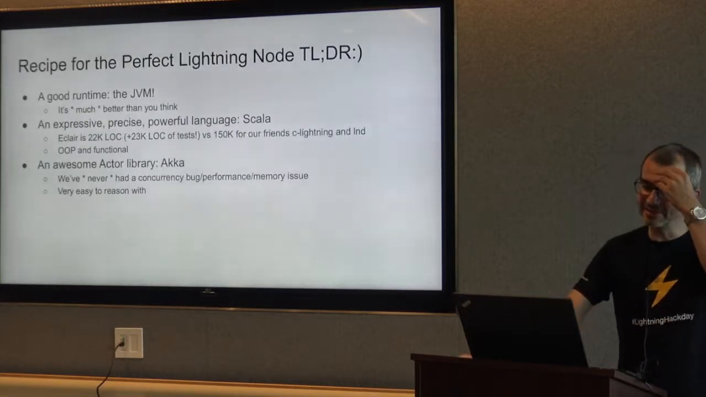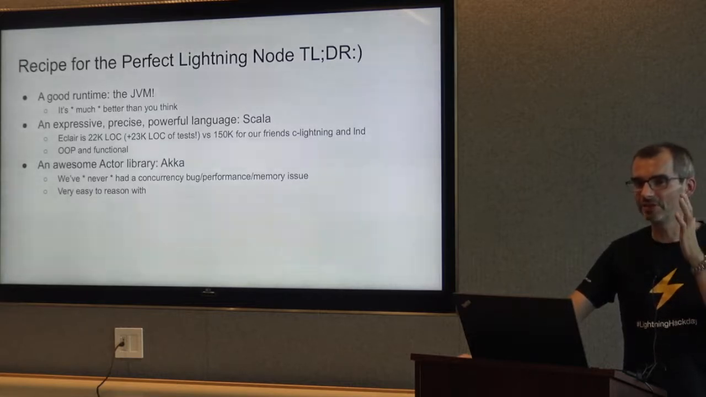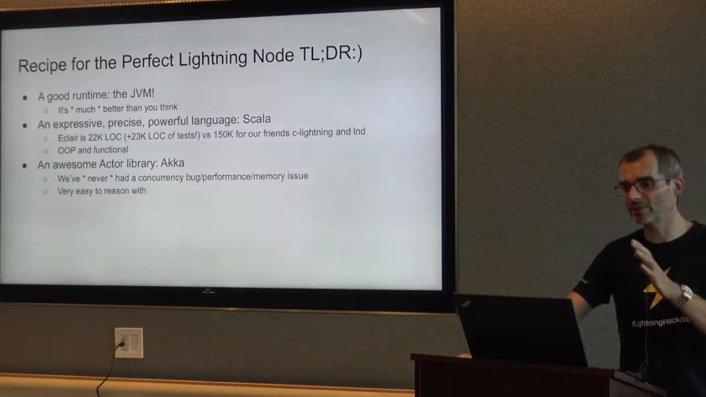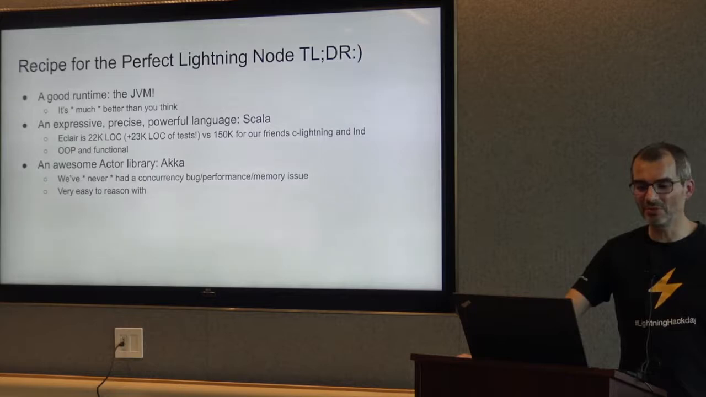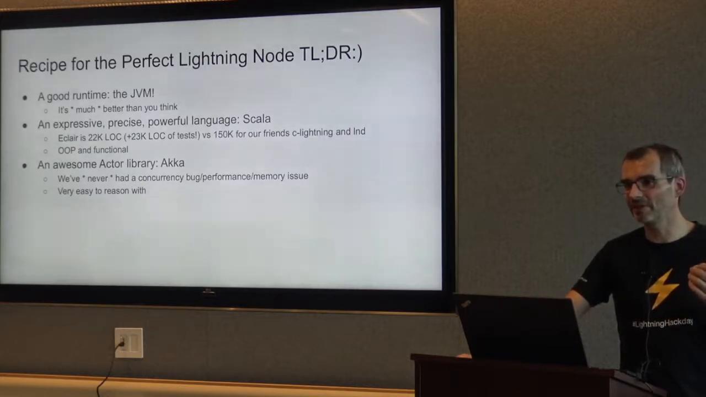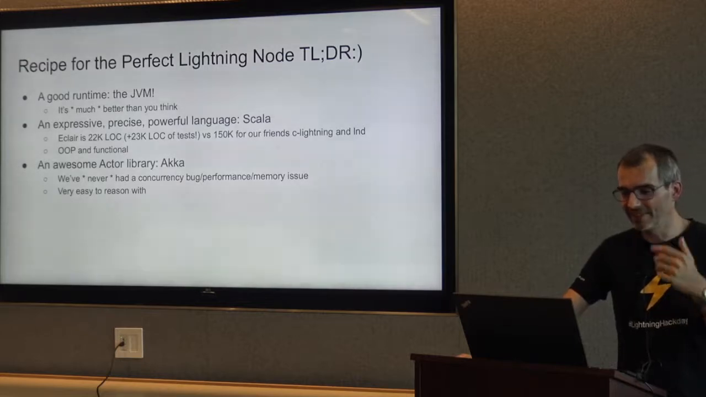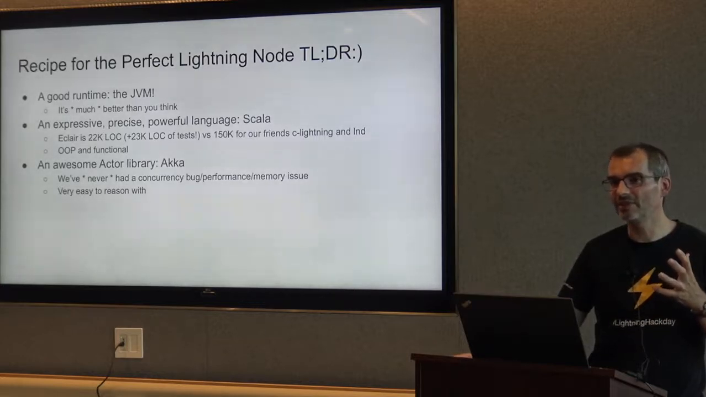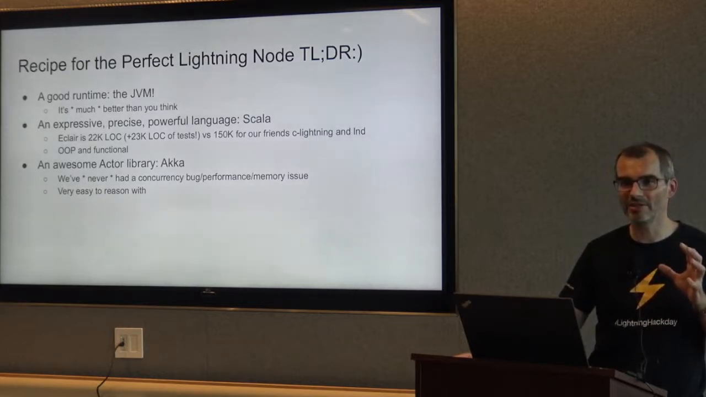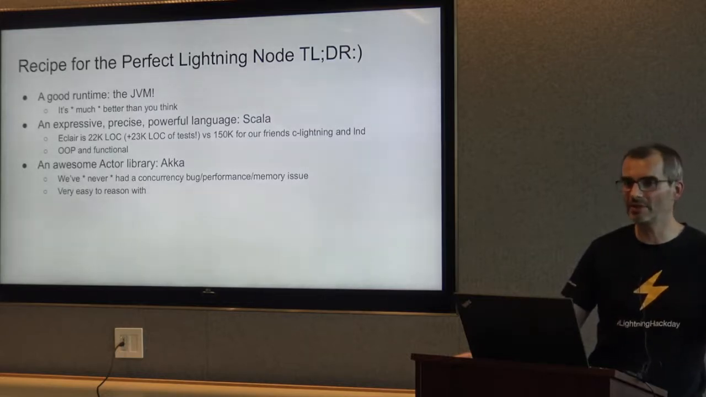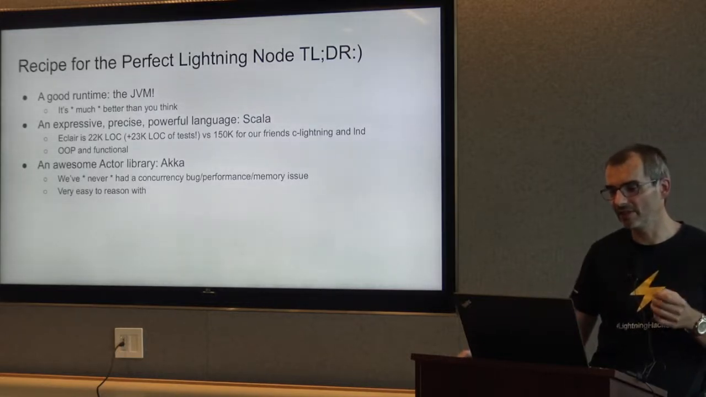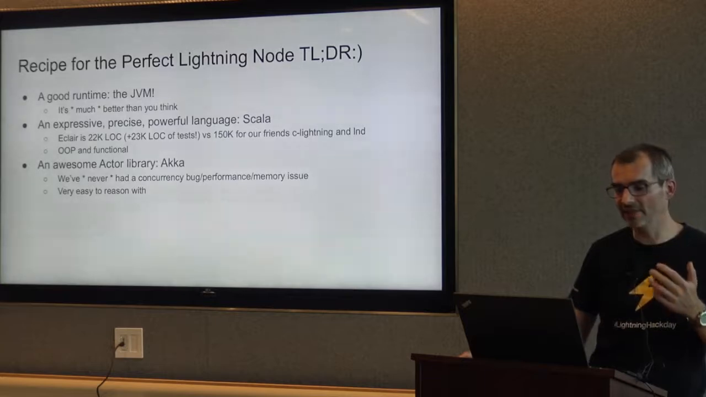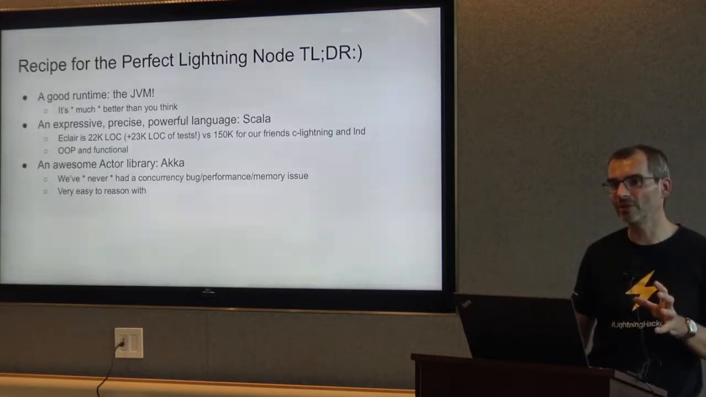So I would say that, again, it's our opinion for the specific target we have, which is to have a node that runs somewhere in the cloud and that you don't have to worry about. The JVM is really a good runtime, and it's better than you think, because you all think it's not that good. Scala is an expressive and powerful language. Eclair today is 22,000 lines of code. It's much, much less than LND or C-Lightning or Electrum or whatever, much less, because it's expressive and it's still readable. And we have an awesome concurrency model and actor library.